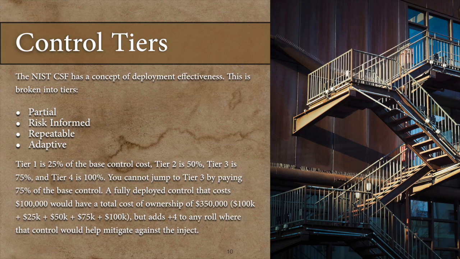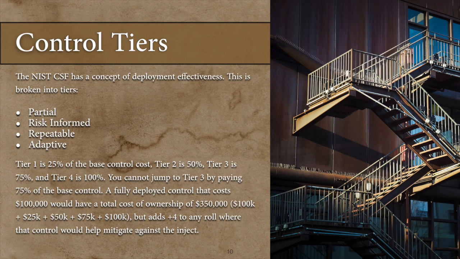Risk-informed, now you've deployed the control, you're beginning to understand it, and you're starting to apply it to the actual risk in your environment. Repeatable. Now the control is working as designed consistently. It's doing exactly what you expect and protecting from exactly what you would expect it to protect you from. Finally is adaptive. Adaptive now means the control is mature enough that it's able to change and grow with the environment and against threats. Tier 1 is 25% of the base control cost. Tier 2 is 50%. Tier 3, 75%, and Tier 4, 100%. I'm sure you could figure it out from there.